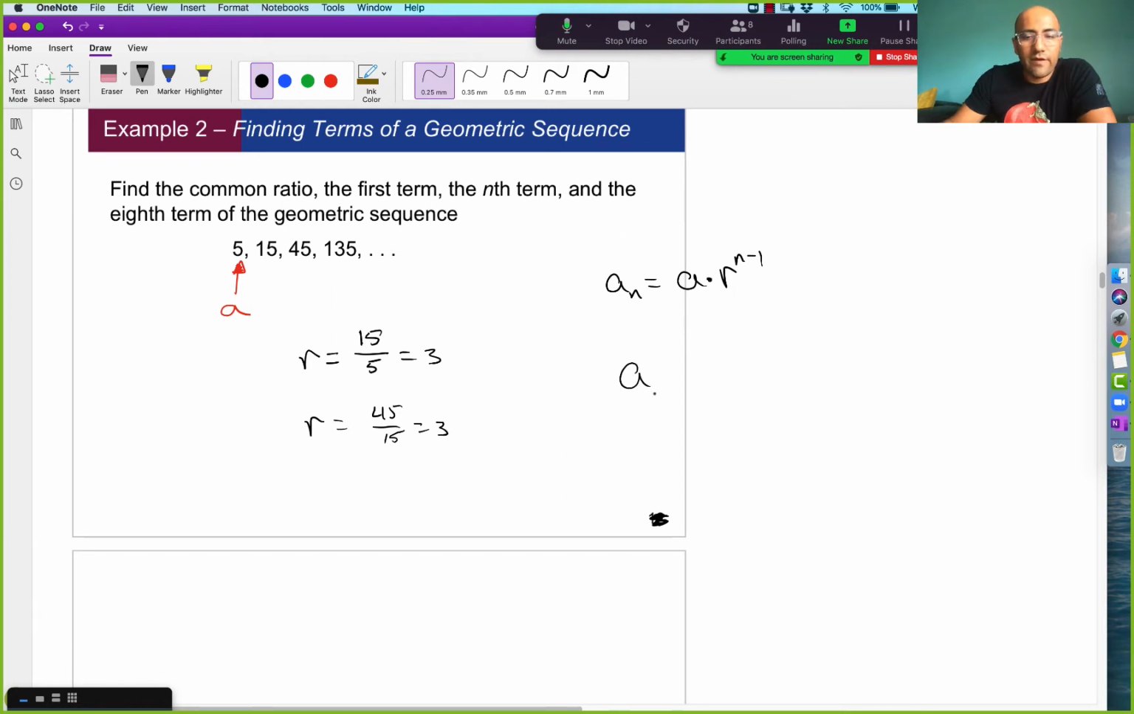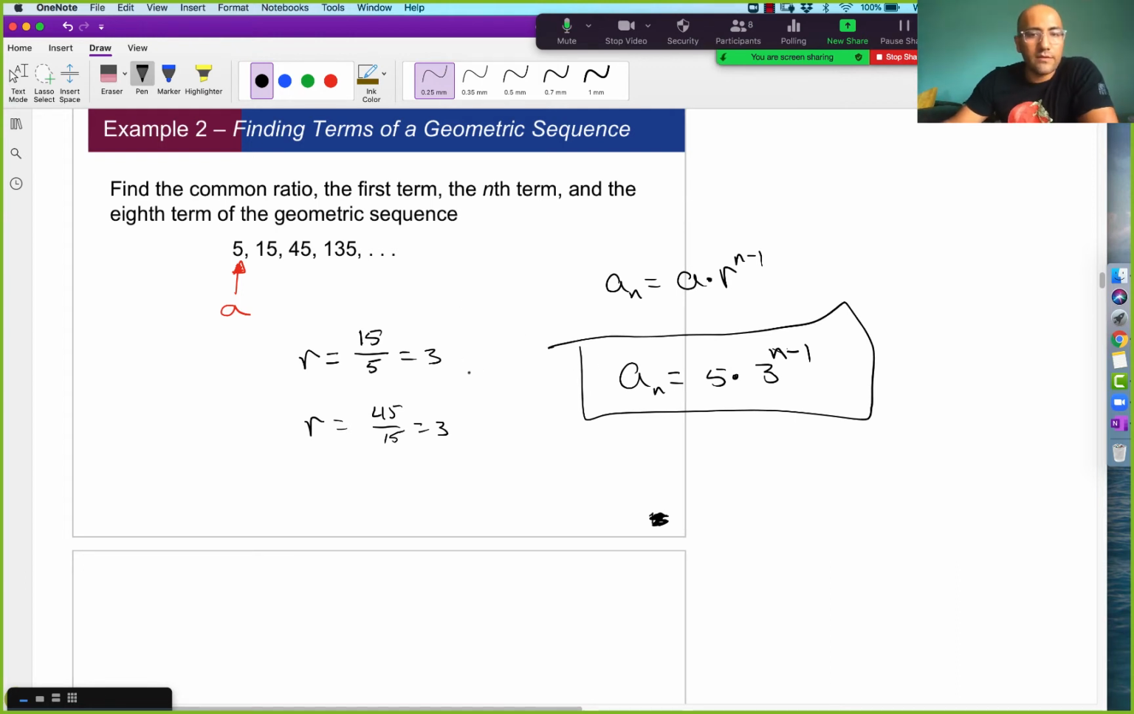So I found my formula: a sub n equals 5 times 3 to the power of n minus 1. Super duper easy, but we'll use this to build onto something more interesting. So we found the first term. Yep. So the answer, what's the first term?